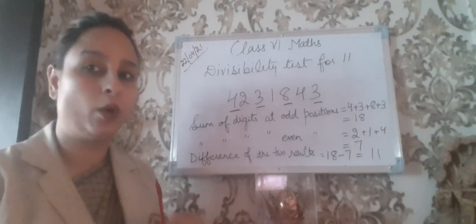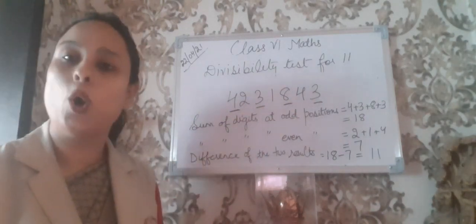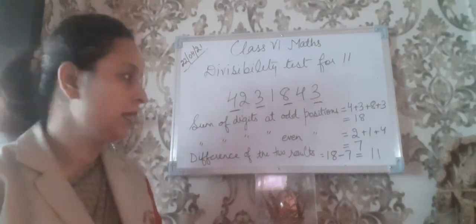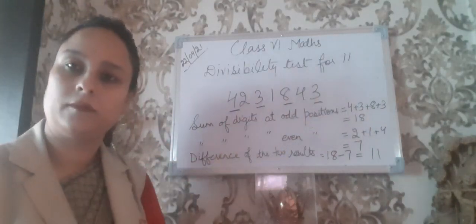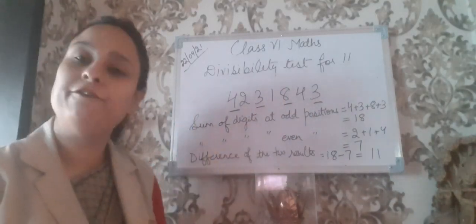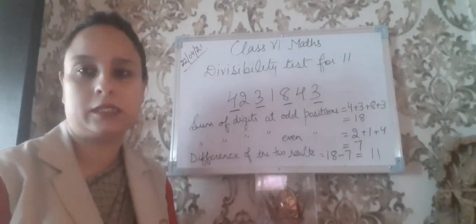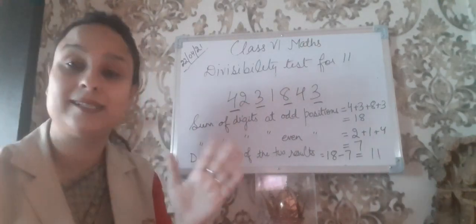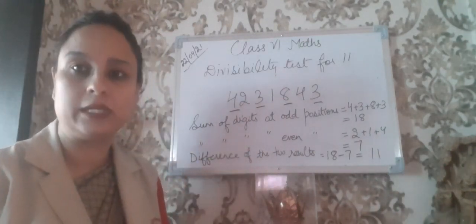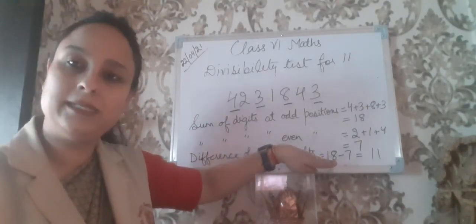So, I'll just repeat what we did. We underlined the digits at the odd places, right? And find out their sum. Then we find out the digits at the even places and find out their sum also. Now we subtract the two sums, right? We find the difference between the two sums.